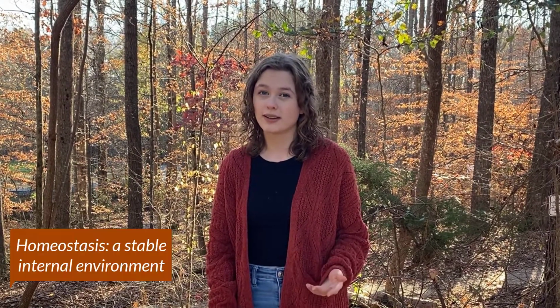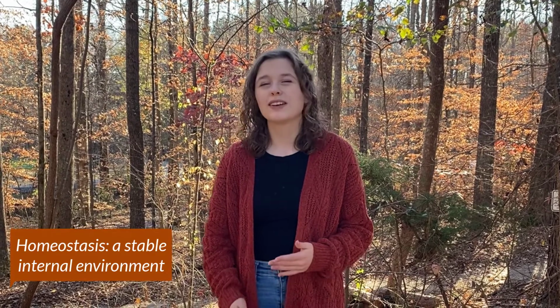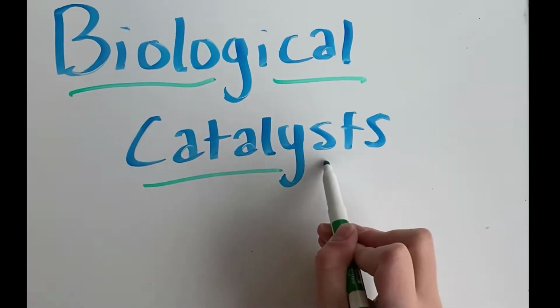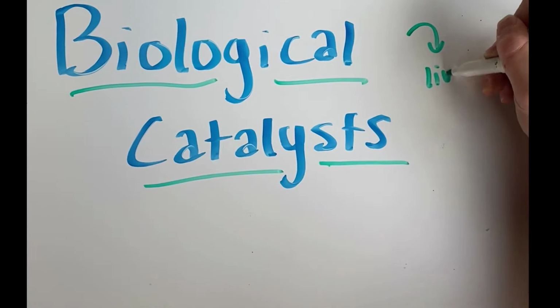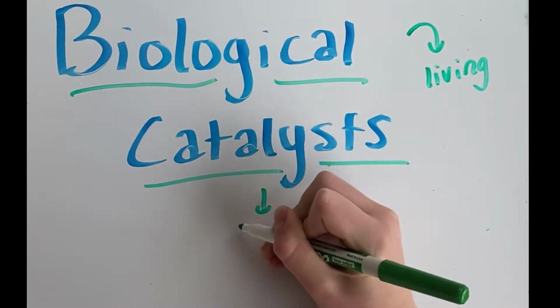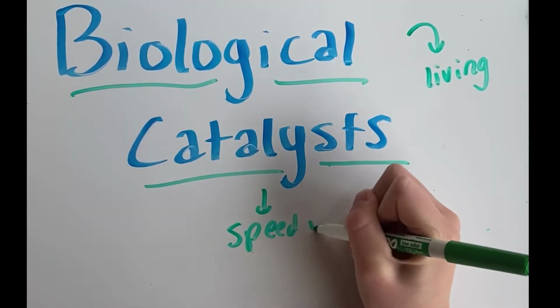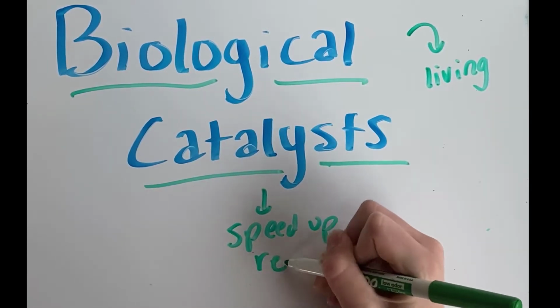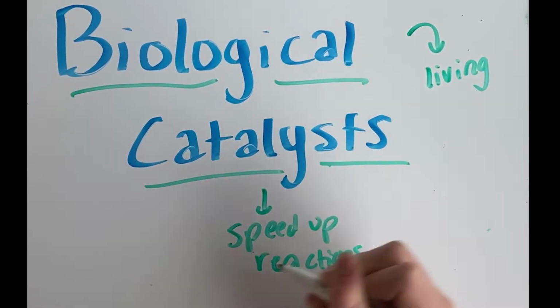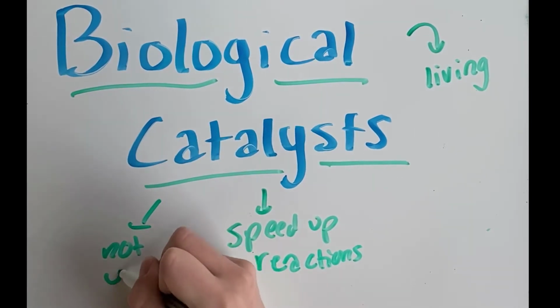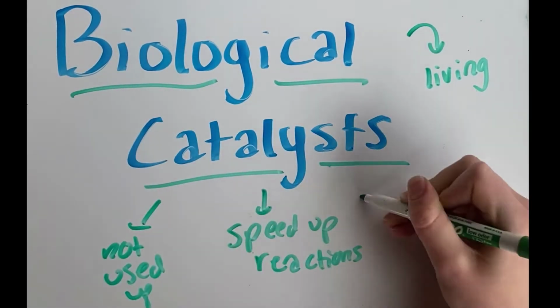From the tallest tree to the smallest bacterium, living things depend on chemical reactions to maintain homeostasis, or a stable internal environment. If left to their own devices, these reactions would take so long to occur that they would be unable to sustain life. Luckily, we have enzymes. Enzymes are biological catalysts. They are biological because they are found within living organisms, and catalysts because they increase the rate of reaction. That is, they speed up reactions, and they do all of this without being used up themselves. That way, one enzyme can catalyze the same reaction over and over again.